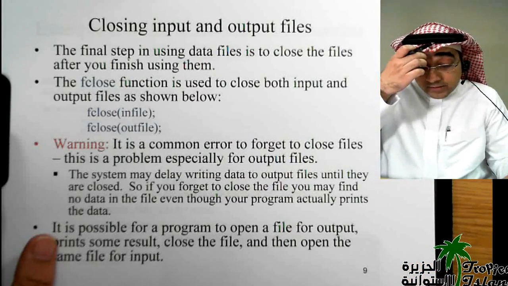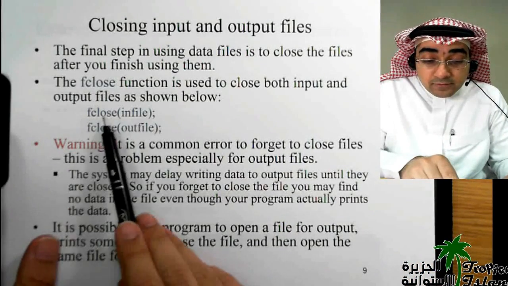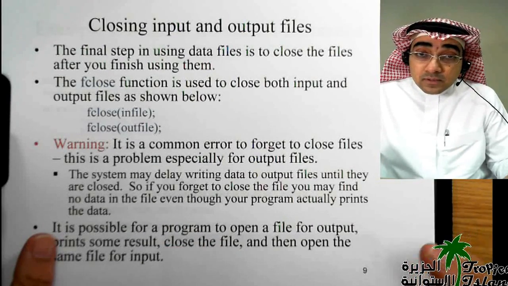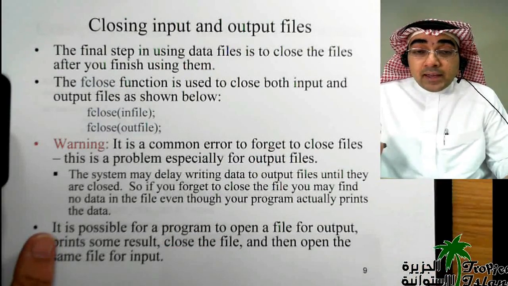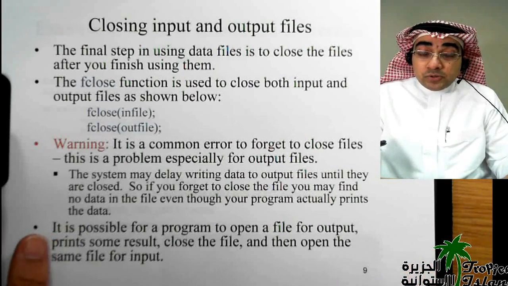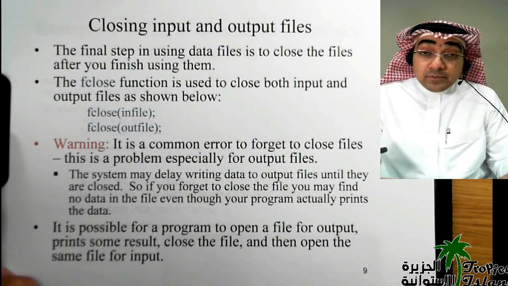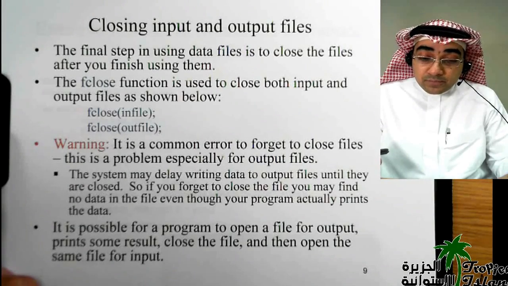Okay, then when you finish working with a file, you have to do an fclose. You say fclose, and between the brackets you give the file name, which indicates to the operating system that, hey, I have finished and I want you to close that file for me. Okay, now why do we have to close a file before we close our program?